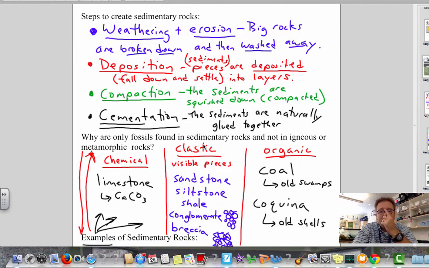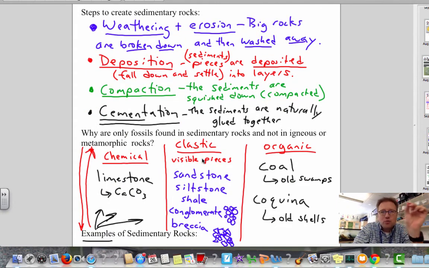The three different types of sedimentary rocks, we have clastic. Those are the ones where you can see the pieces, or even if they're small pieces, see them. Sandstone, siltstone, conglomerate, breccia. Those are all different types of clastic sedimentary rocks. They're different from each other depending on what the little pieces of sediment are. Sandstone and siltstone are different because sandstone is made from sand, siltstone is made from silt.